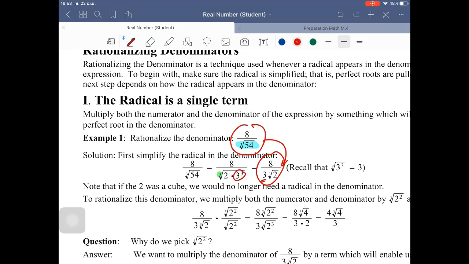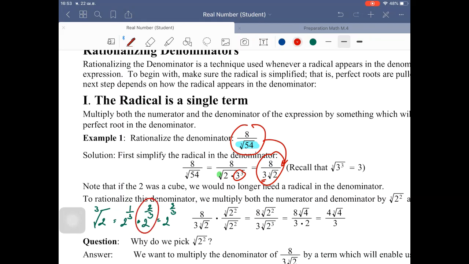Let's see here. The cube root of 2 means 2 to the power of 1 over 3, isn't it? So how many of the number in common in the radical to take it out of the cube root? 3. We have only one for 1. So we have to multiply 2 to the power of 2 over 3 in order to make it 2 to the power of 3 over 3, and then we can eliminate the radicals, isn't it?